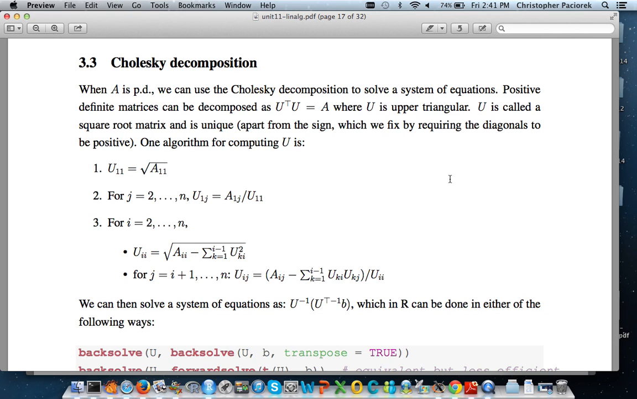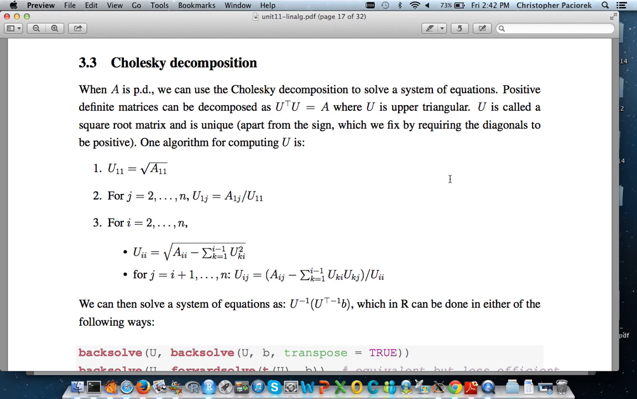If A were positive definite, I still have AX equals B, so I have U transpose U X equals B. So now I have X equals U transpose inverse B, U inverse. This is a lower triangular matrix, U transpose, so this is just a forward solve as well. This is also n squared over 2, and this is n squared over 2.